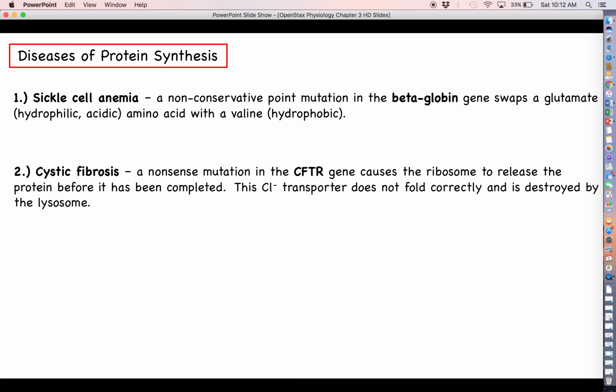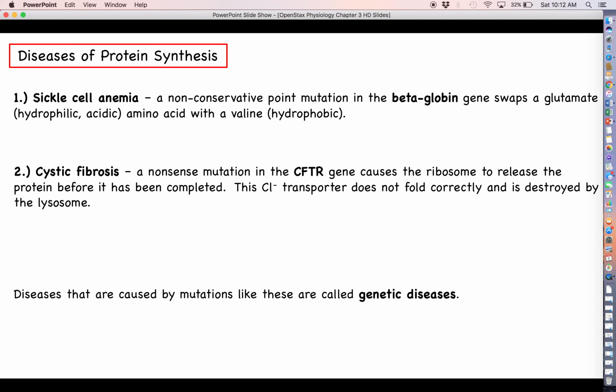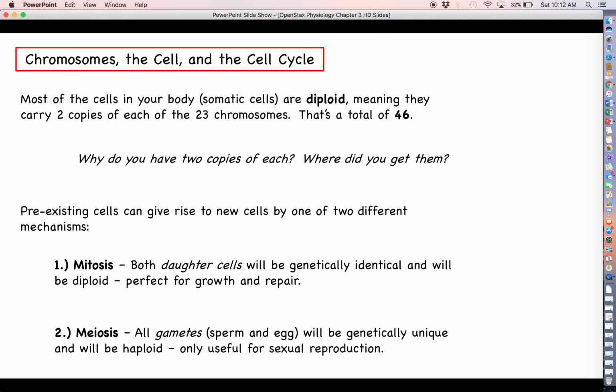The example that we already looked at is cystic fibrosis. This is a nonsense mutation. It causes the ribosome to stop making the protein far before it should. So the chloride transporter doesn't end up folding correctly, and it gets destroyed by the lysosome. And we already talked about what else happens with cystic fibrosis. Diseases like this that are caused by mutations to the DNA, which cause proteins to not function correctly, are called genetic diseases, and we are not going to be short on examples as we go throughout the semester. All right, so that is going to do it for our discussion on protein synthesis.